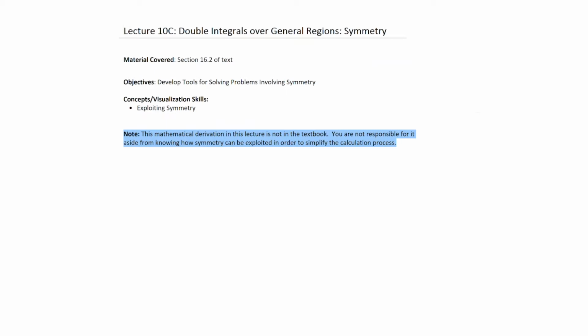However, the material in this particular lecture is not in the textbook, and it deals more with the mathematical derivation, which allows you to know whether or not you're dealing with a problem which involves symmetry. And so to some extent, if you're in a hurry, there's no need to look at this lecture. But if you're interested a little bit more in how we mathematically describe symmetry when dealing with double integrals, then by all means you can watch this video.